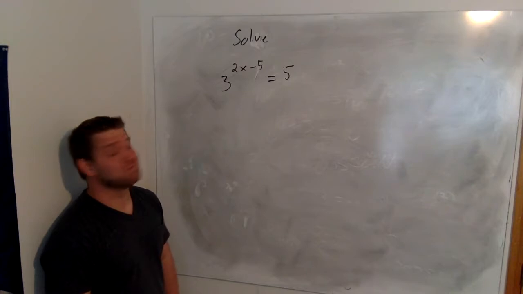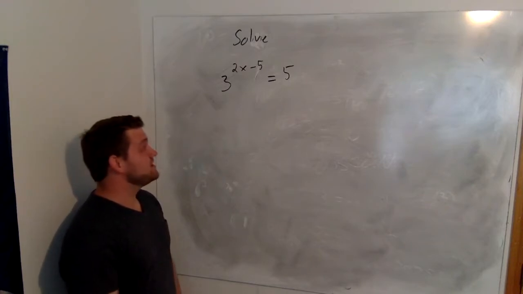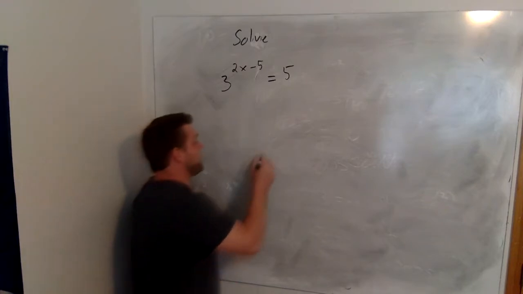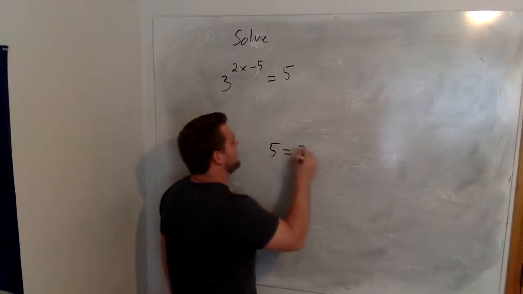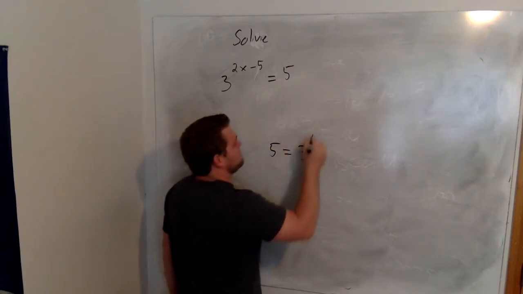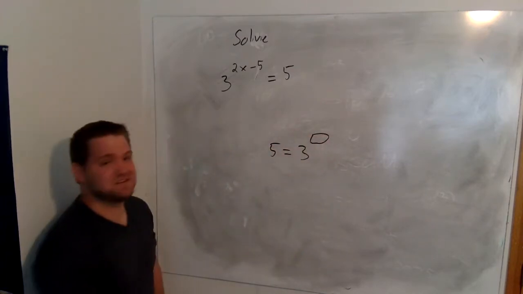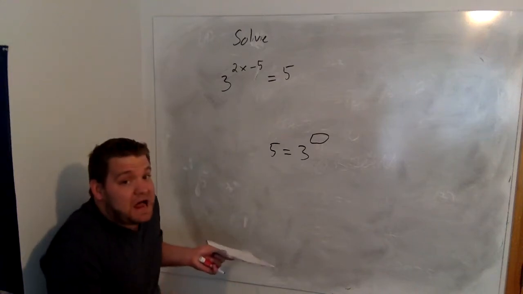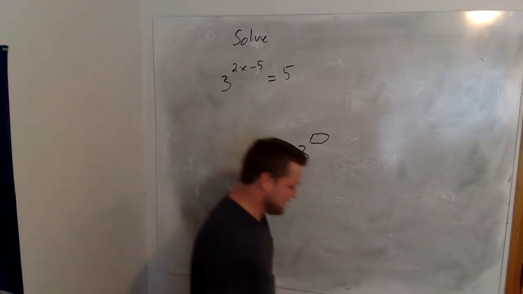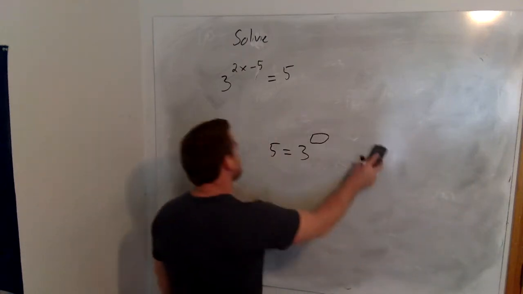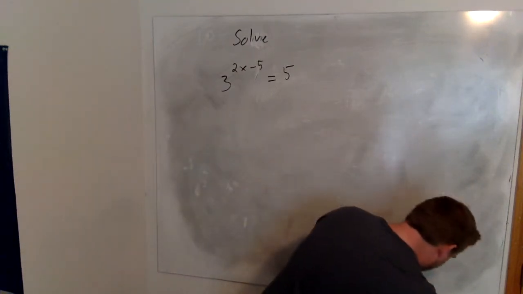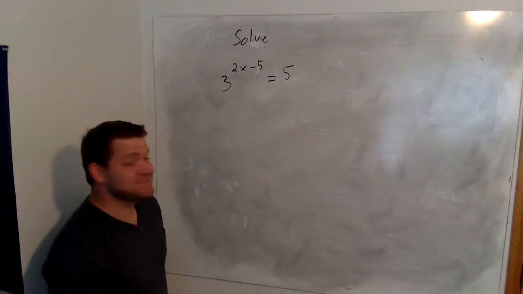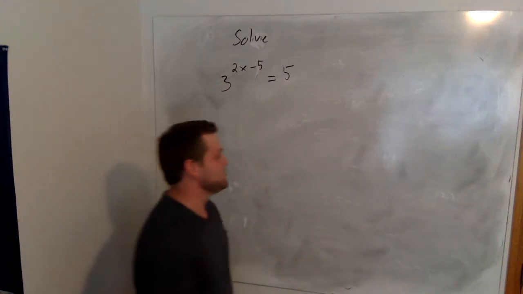Well, there's a problem. The problem is how do I rewrite 5? How do we rewrite 5 as some power of 3? This is a difficult thing to do here. Can't use the drop the base method here. So what can we do? Well, what we can do here is use log rules.